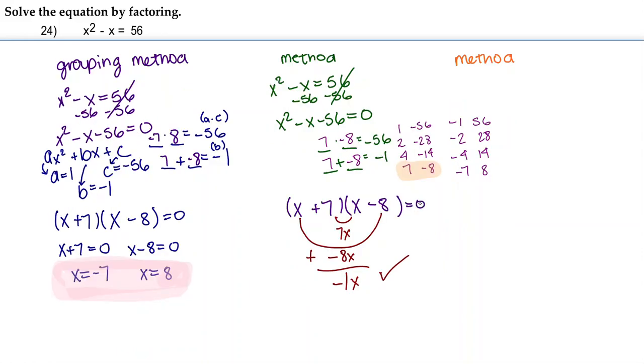And now we can go ahead and use the zero product property to set each factor equal to 0. Because the zero product property states that when you have the factors multiplied and set equal to 0, you can set each factor equal to 0. So over here you're going to have x equals negative 7 and x equals positive 8. And that is going to be our two answers for number 24.